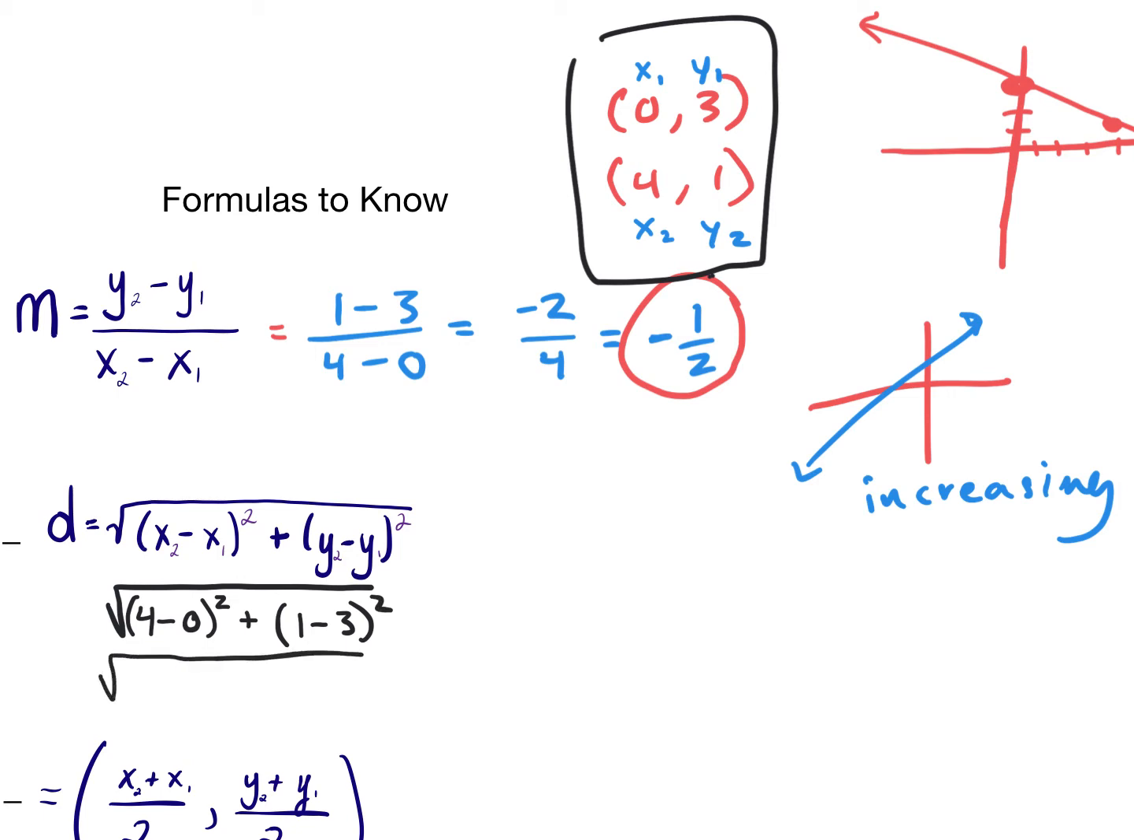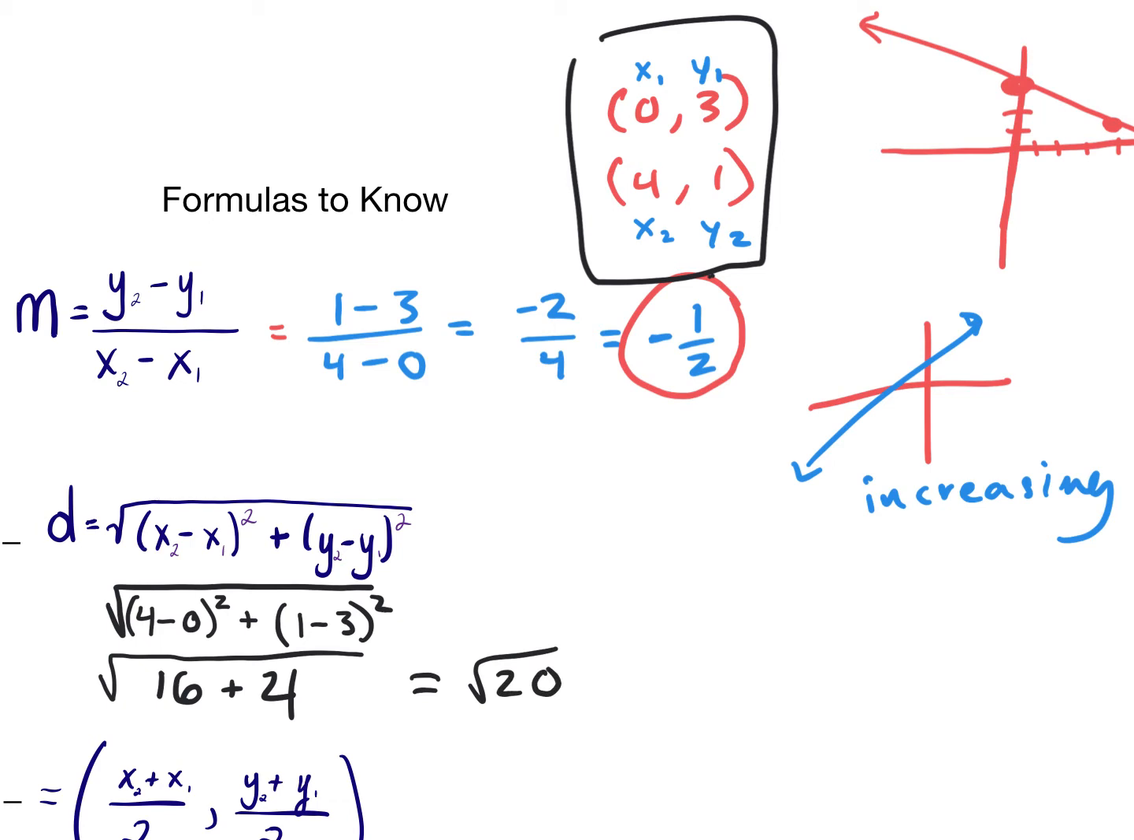So 4 minus 0 is 4. And what's 4 squared? 16. 1 minus 3 is -2. And what's -2 squared? 4. And 16 plus 4? 20. So we have the square root of 20.